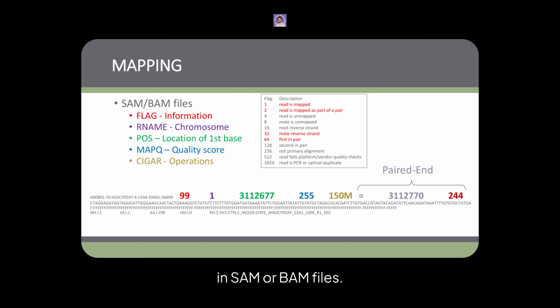Mapping results are stored in SAM or BAM files. Key fields include FLAG, which encodes alignment properties, RNAME for the chromosome, POS for the first aligned base, MAPQ, a quality score, and CIGAR, describing alignment operations. These elements are essential for robust downstream filtering.